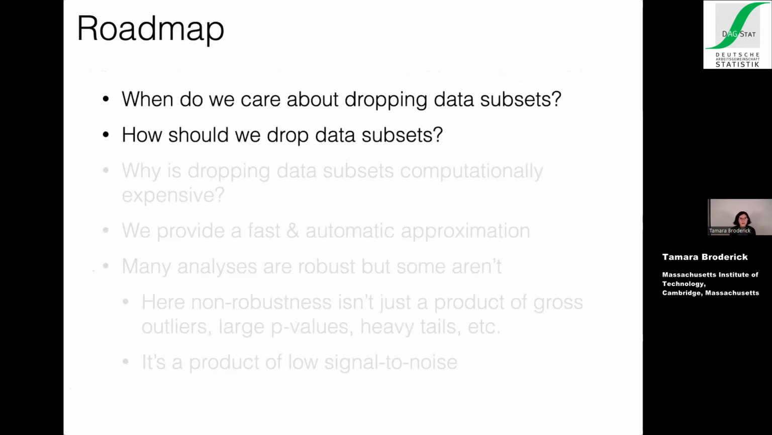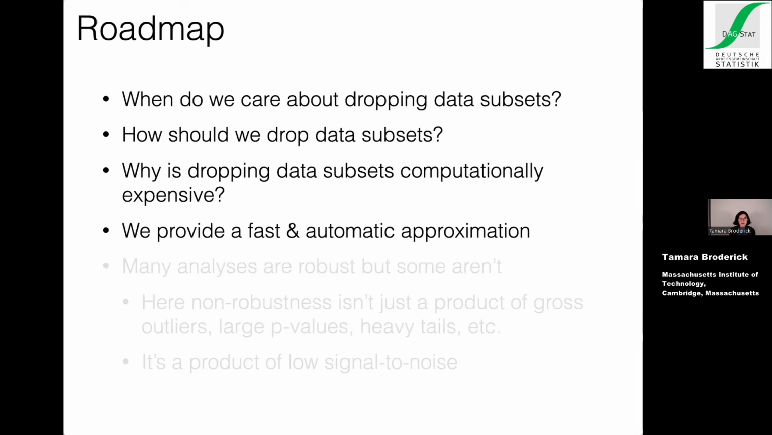Okay, so far we've talked about when do we care about dropping small subsets of our data. We talked about how we would like to drop these data subsets if we had infinite computational power. We talked about why it's so computationally expensive. And now we have this fast and automatic approximation, so we don't have to deal with that expense. And so that's what I'm going to go into in detail next.